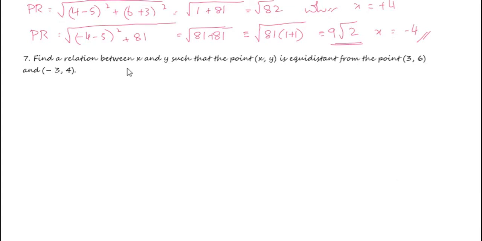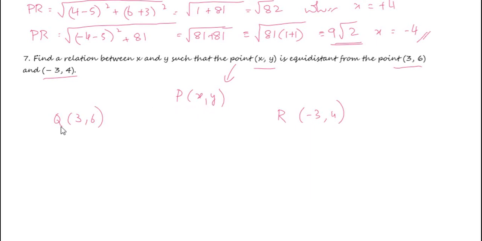Find the relation between x and y such that point (x, y) is equidistant from the points (3, 6) and (-3, 4). Let this point be P. So P is (x, y). We will take this as Q. Q is (3, 6). R is (-3, 4). Now P is equidistant from these 2 points. Find the relationship between x and y.